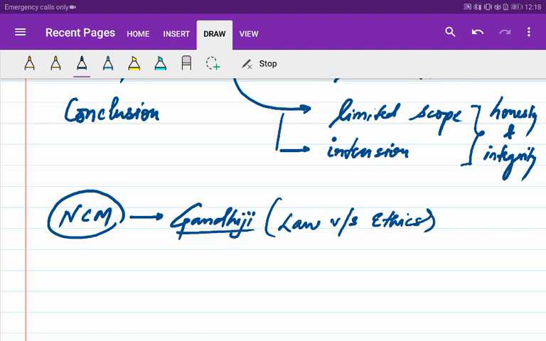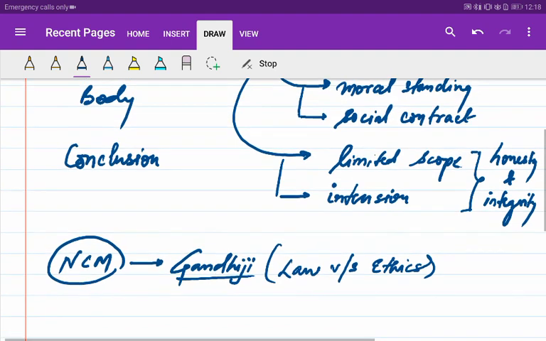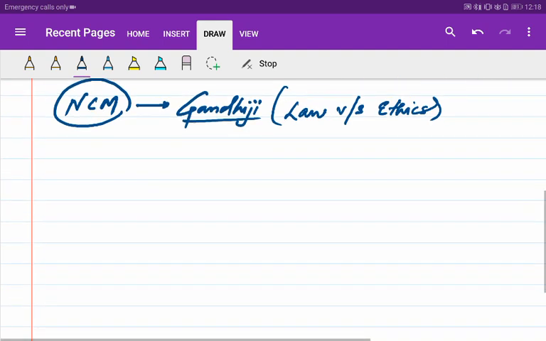So basically, he differentiates that something which is ethical might not be legal, and something which is legal might not be ethical all the time. So basically, he drew the conundrum between the two terms, depending on the situation. So this could easily be your conclusion as well, or you can use it in the introduction.